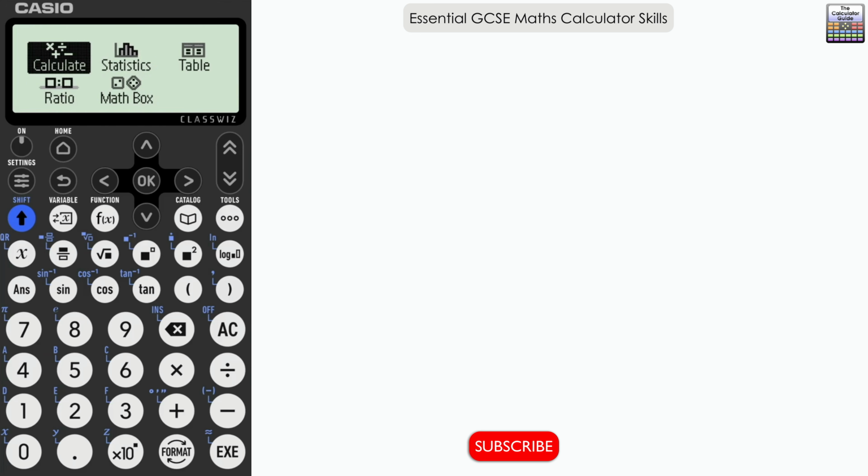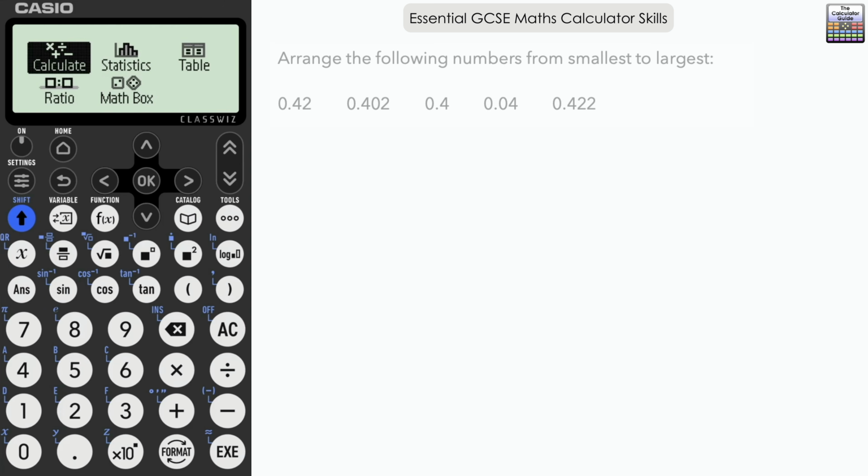Additionally, some of these features may be available on previous Casio models, just in a different location. And lastly, these are not the only methods for solving these particular questions. You may know different methods or even be able to solve it without a calculator. These are just methods that I think are quite efficient ways of using the calculator to help you in the exam. So let's get started.